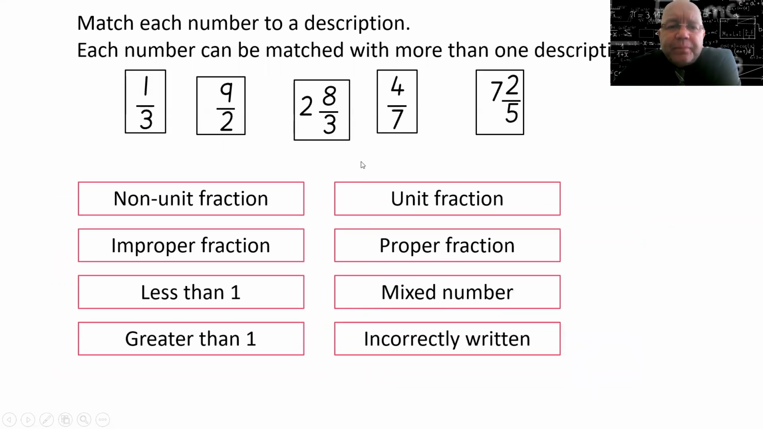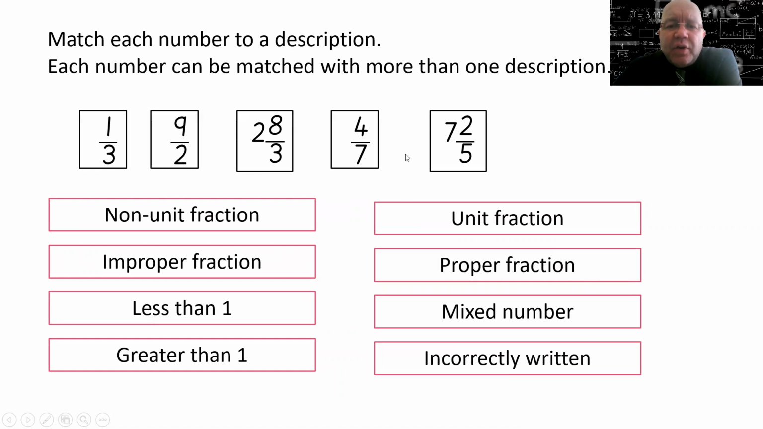What about 4/7? Well, 4/7 is less than 1. 7/7 or bigger would be 1 or bigger. So 4/7 is less than 1. It's a proper fraction because the numerator is smaller than the denominator. And it's a non-unit fraction because the numerator is not 1. Okay. And finally, 7 2/5. Well, it's greater than 1. We've got 7 wholes there, so it's definitely greater than 1. And it's a mixed number. We've got a whole number and a fraction.